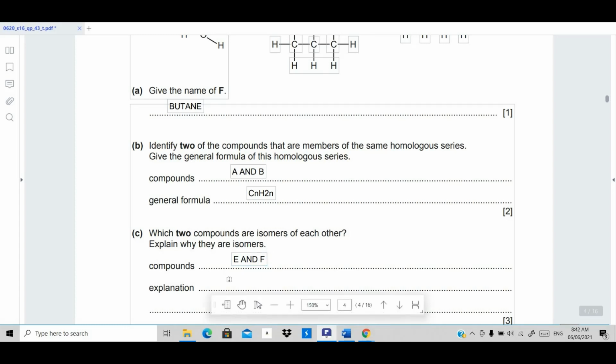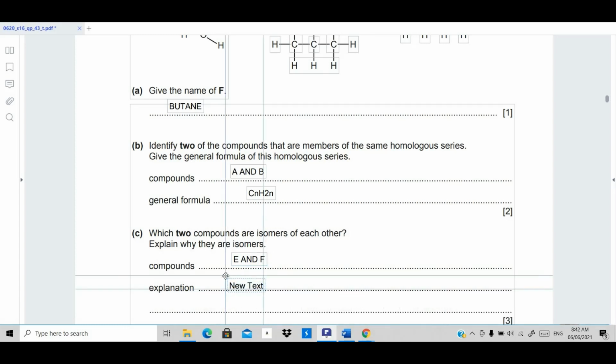Okay, so they are asking here, we can write the simple definition of isomers, but we need to create it with different words. Let me just write here, one minute.